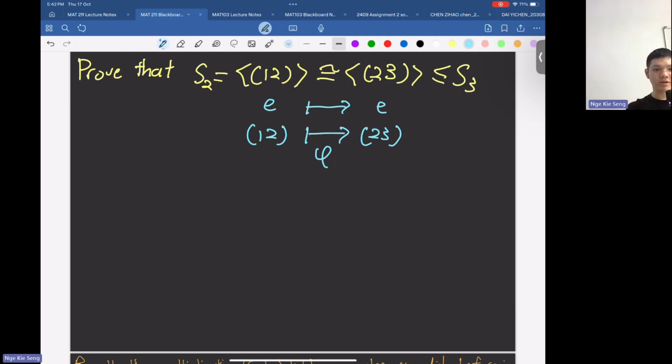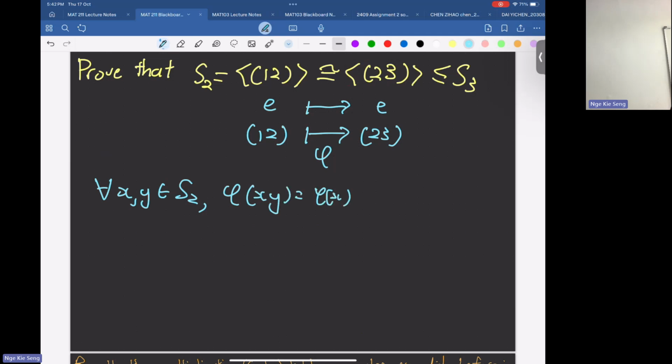So you need to check whether this is a homomorphism or not. How do you check? For every x, y in S2, you need to check that phi of xy equals phi x times phi y. But in this case, I defined phi on elements, so we really have to do it by brute force. In mathematics, brute force means we check every possible combination. Luckily, there are only 2 elements here to compose. So there are at most how many possibilities? 4. So you need to check whether 4 equations are satisfied.